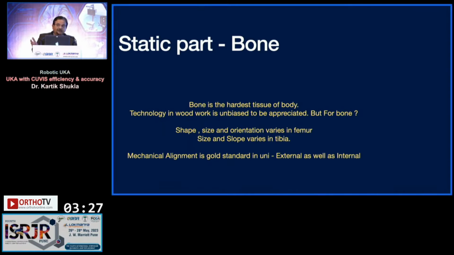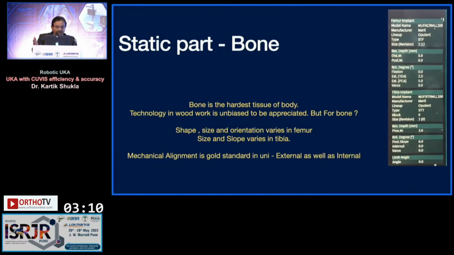Shape, size and orientation vary in the femur. So we have to take that into consideration before we enter the surgery, and the slope we try to reproduce by preoperative imaging. Mechanical alignment is the gold standard in uni, both of the limb and of the internal component alignment. So that is what we had already witnessed, you can have everything before you go in.